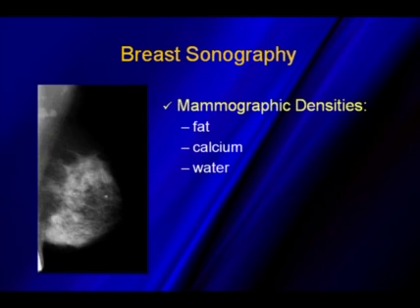So in breast sonography, when we compare mammograms, mammography, there's three densities that we deal with. There's fat, and fat is anything that is gray on the mammogram.